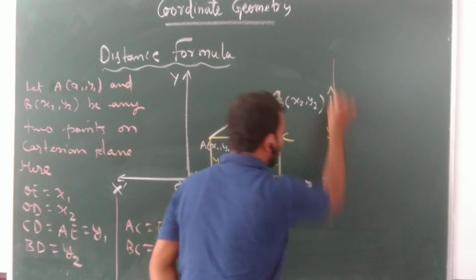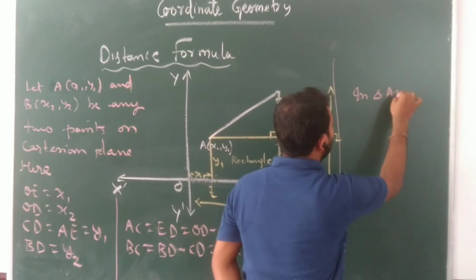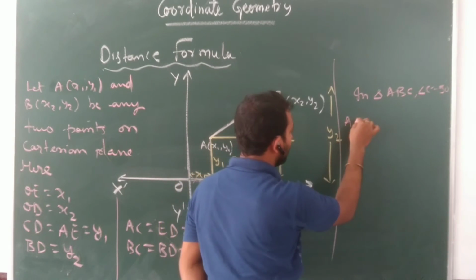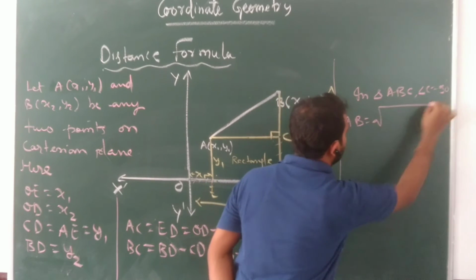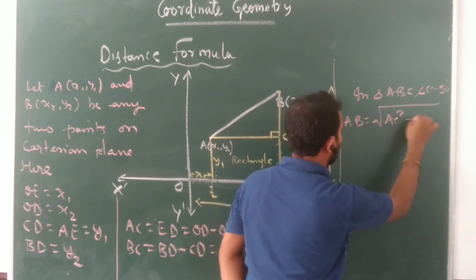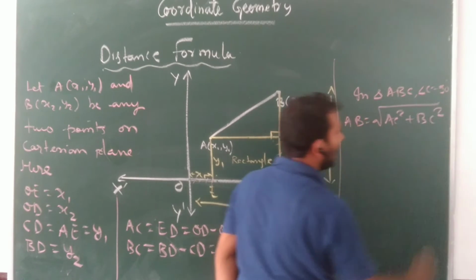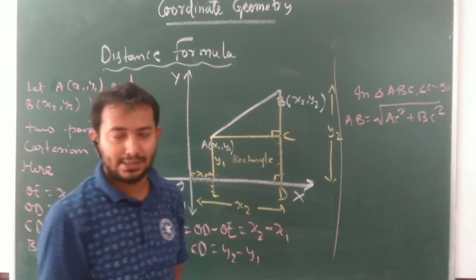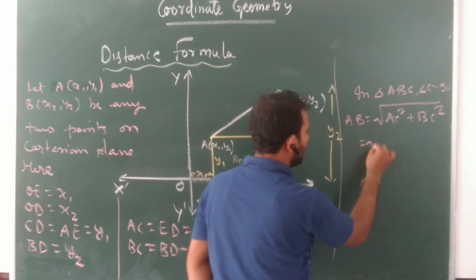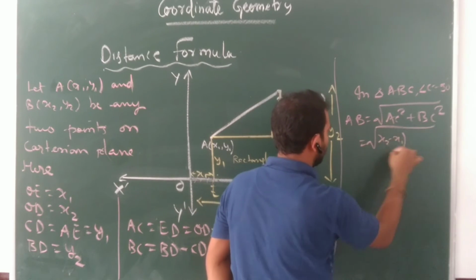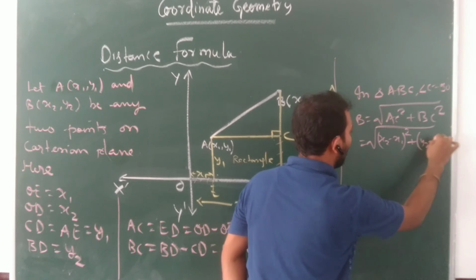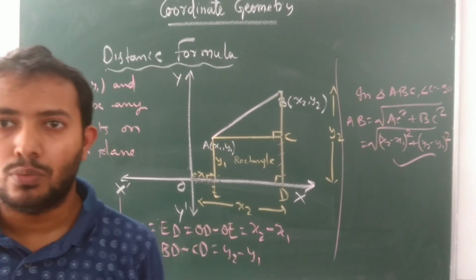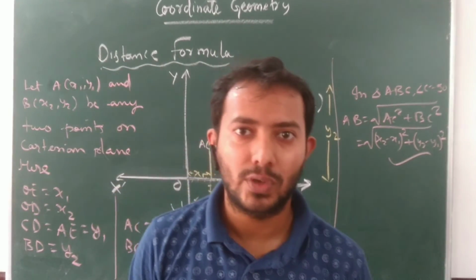Now in triangle ABC, angle C is 90 degree. Therefore we can say that AB square equals AC square plus BC square, by Pythagoras theorem. Now you substitute the values. AC is X2 minus X1, whole square, plus Y2 minus Y1, whole square, and this is our distance formula. I hope you have understood. Okay, thank you.